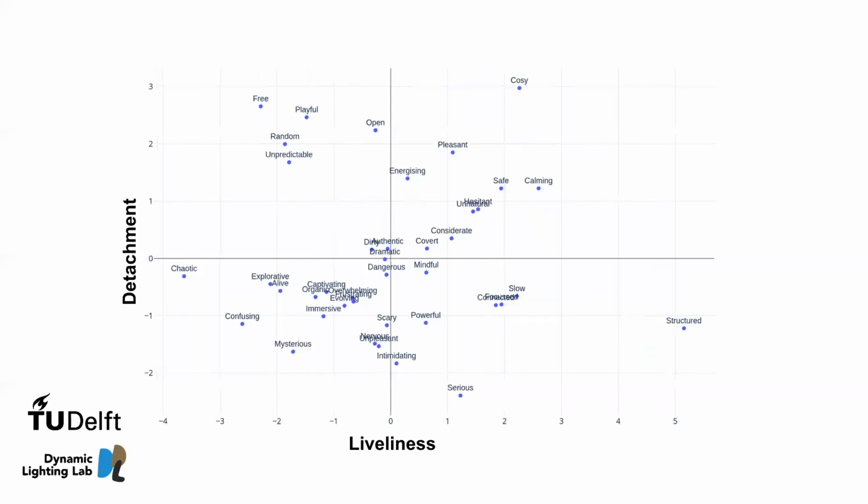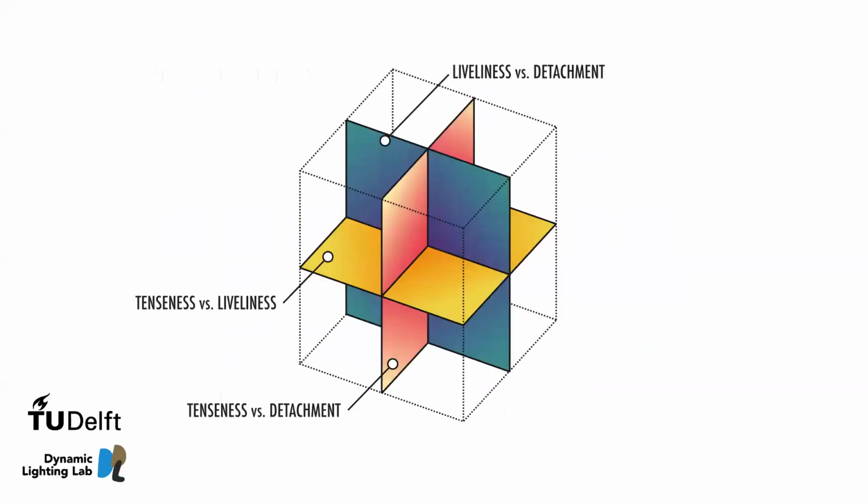And this is the liveliness versus detachment mapped. I'm showing you this because we can find a feature space, as we call it right now, if we intersect all of these planes together. So we find the tenseness versus liveliness, the tenseness versus detachment, and the liveliness versus detachment.